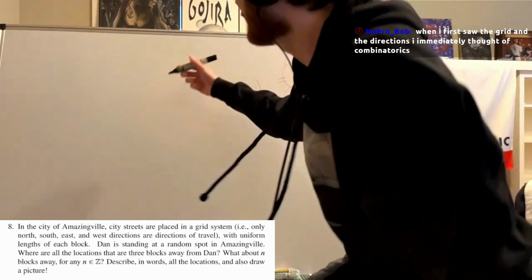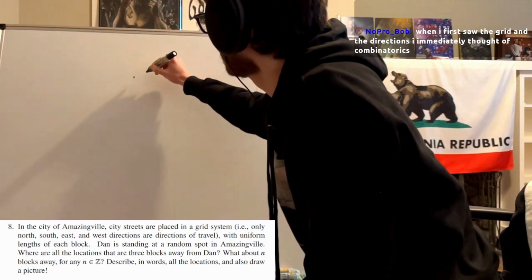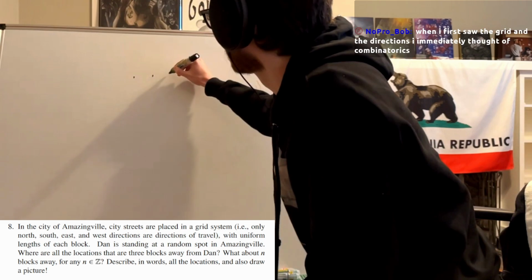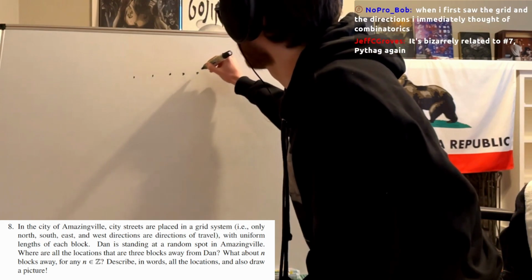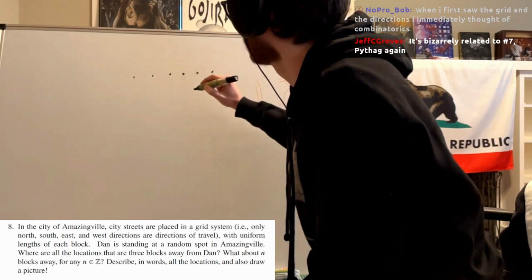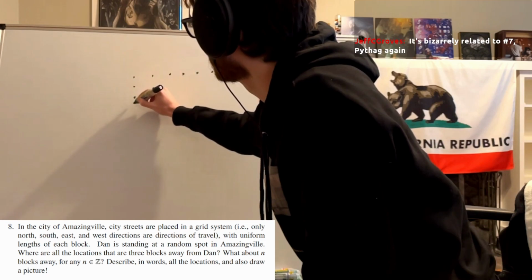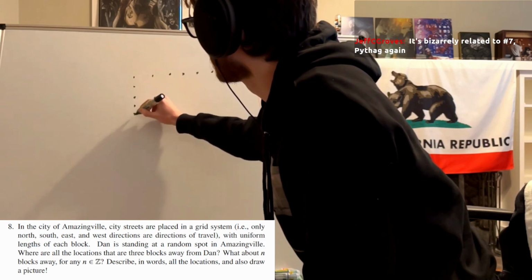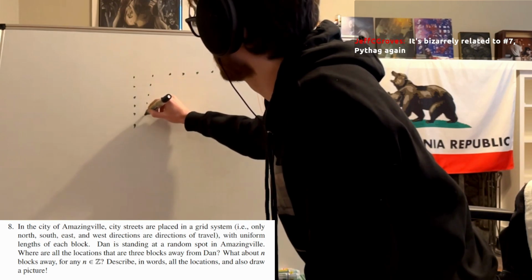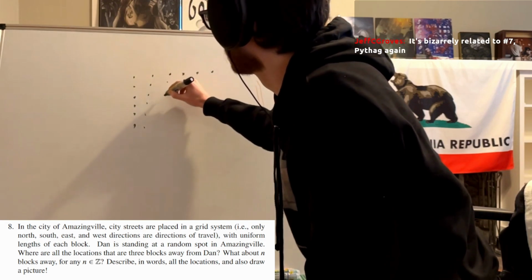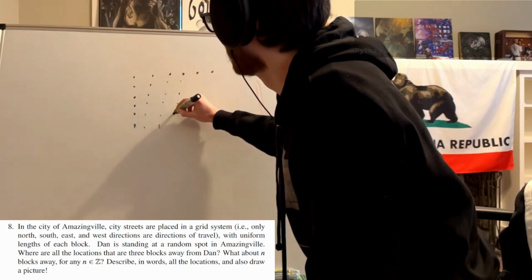Let's maybe set up 5 by 5. 1, 2, 3. Actually, I think we might need more than 5 by 5. Let's do like 6 by 6. So that's 6, 2, 3, 4, 5, 6. It's 36 dots. It's not that bad. Gonna be a little bit lazy about it though.